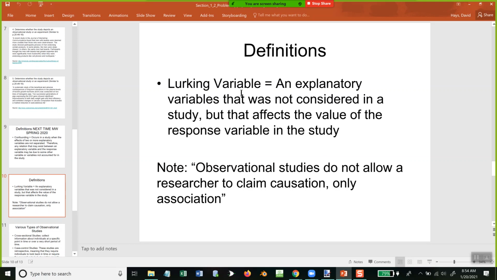Lurking variable: a variable that is not considered in a study, but it affects the value of the response variable in the study. Now, this is an important note down here. Observational studies do not allow a researcher to claim causation, only association. I make this claim, and I stick to it, although I'll put a disclaimer on. But there's no proof that smoking causes cancer. Do you think I'm true? I'm correct? I am correct. There is no proof that smoking causes cancer in humans.